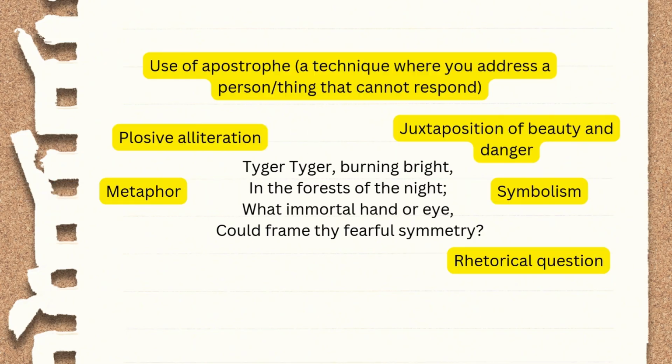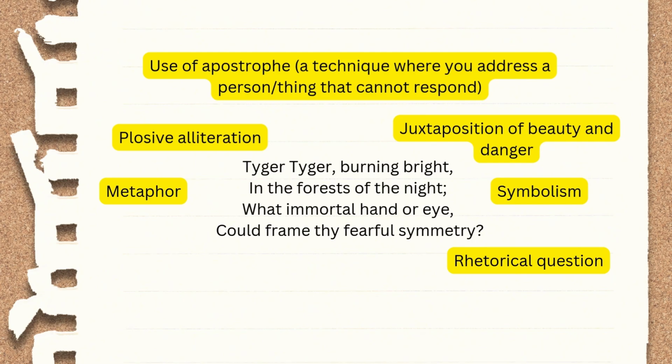So let's have a look at this first stanza. Okay, so it starts: tiger, tiger, burning bright. Okay, so we've got that plosive alliteration here of those repeated t, b, b. So as we've discussed, we've got that feeling of power.